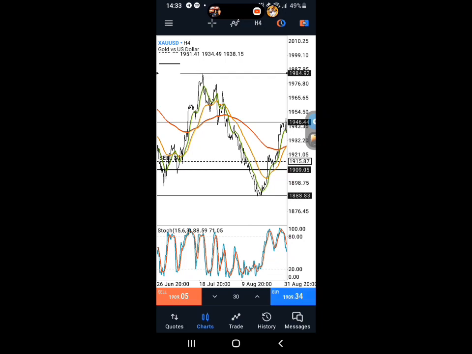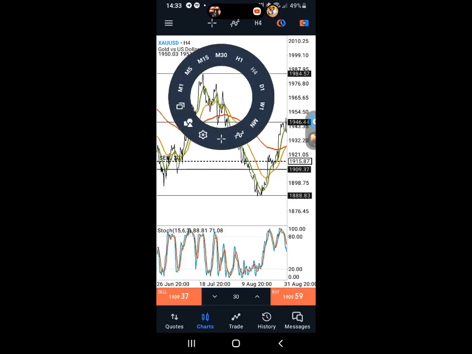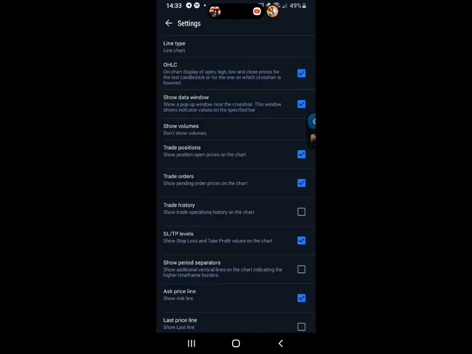Throughout the weekend, conduct the same technical analysis using the same strategy to trade during market open.